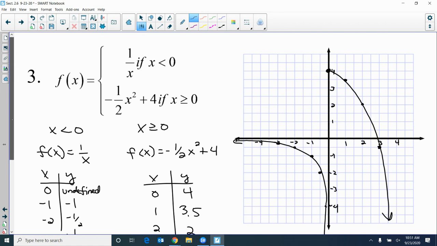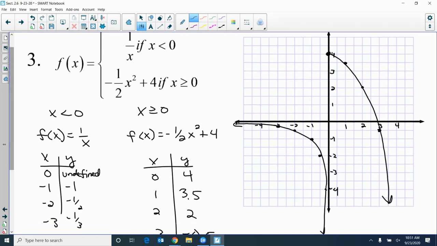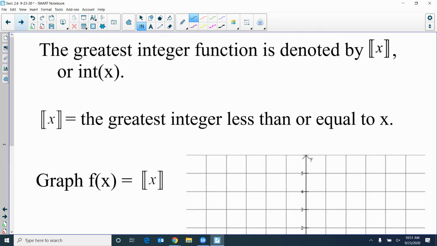All right. I would always, especially with x squared, because you don't know where the vertex is going to be, it might be halfway in between there. So just be careful. All right. This last one is called the greatest integer function. Okay. Actually, let's graph it on our calculator first, and then we'll figure out why it looks the way it looks.